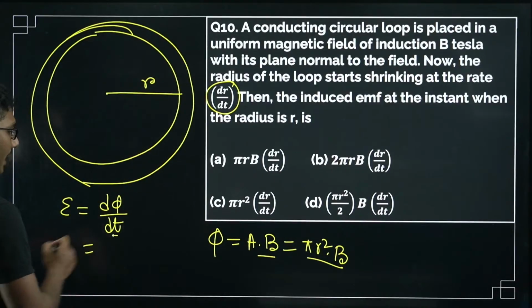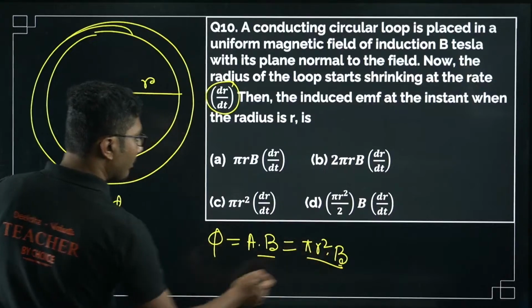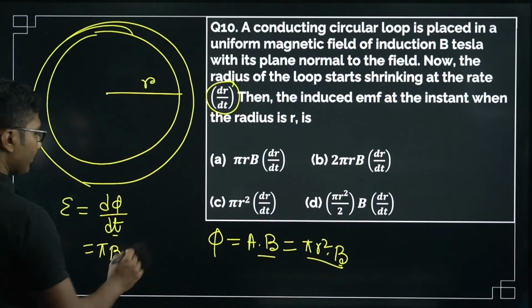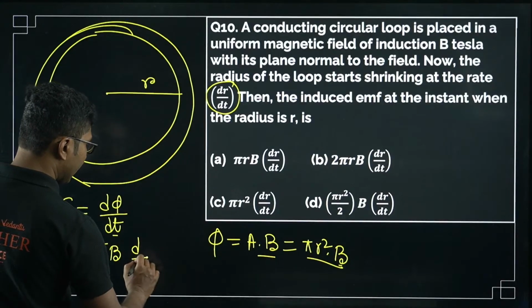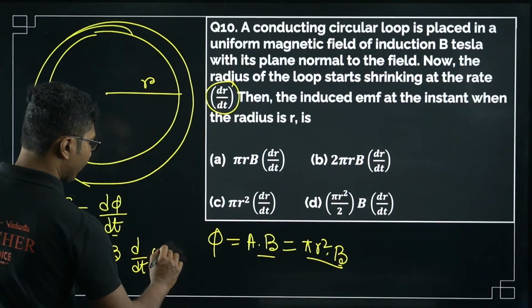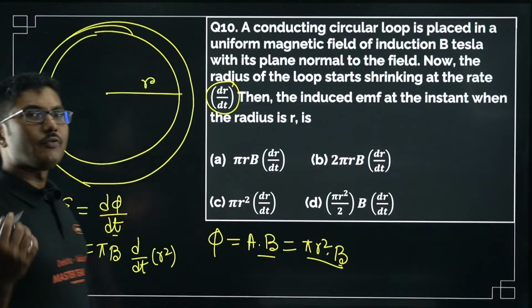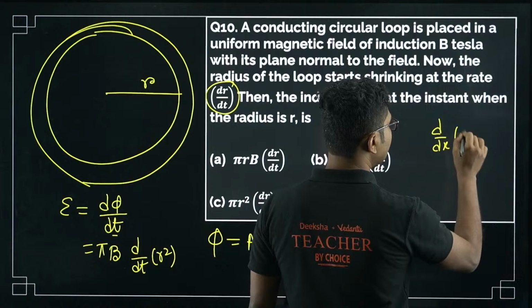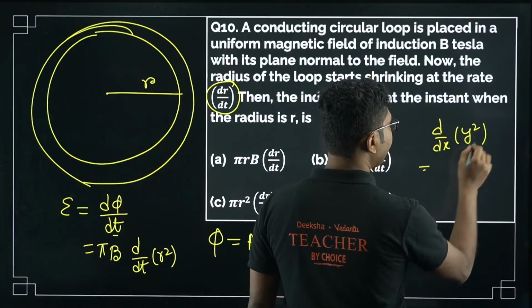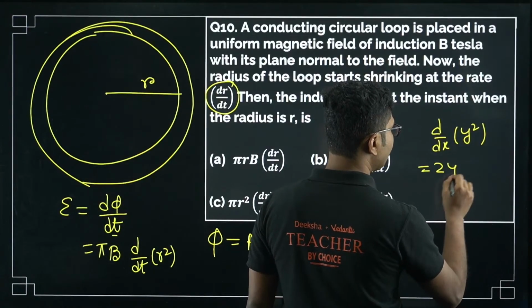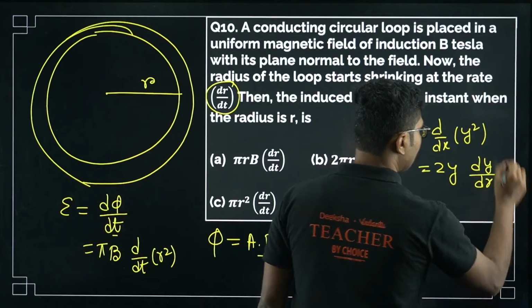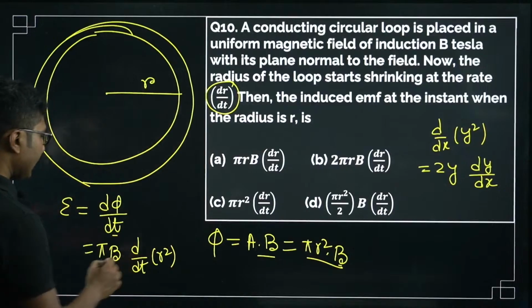So with respect to time. With respect to time means now B is constant, pi is constant. So B and pi are coming out of the differentiation. So d/dt of r square. So d/dx of y square, you remember d/dx of y square. How do we write it? We write first, we do the differentiation of y, that is 2y, and then we write dy by dx. Right? Same thing we will do here as well.